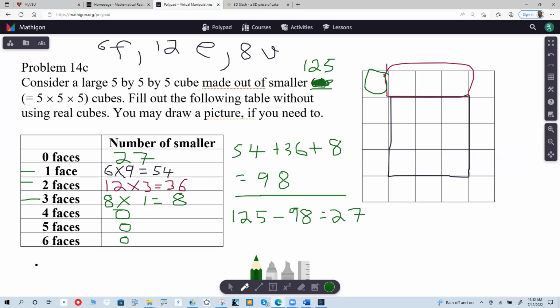You can say 0 faces, 25. That'll be very nice. 0 faces, 27, comma, 1 face, whatever, 2 faces. So you can enter it that way. Or if you enter it just the numbers, I will understand the first one is the first answer.